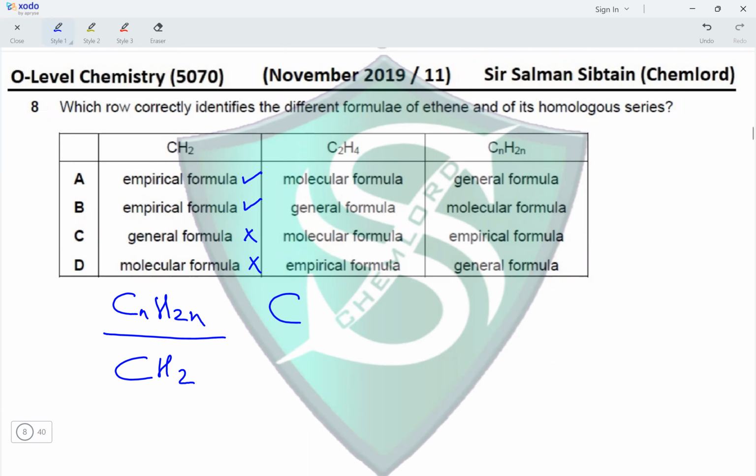Moving on. C2H4. C2H4 is the molecular formula of ethene. So option B has been eliminated, option A remains. And the last one, CnH2n is the general formula of the alkene homologous series. So all three are correct in A, making option A the correct option for this question.